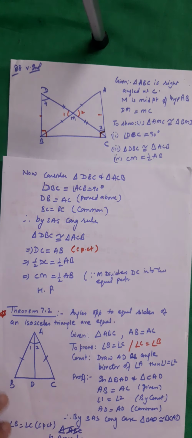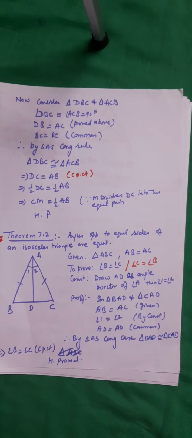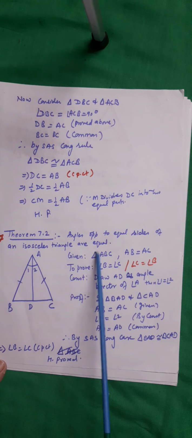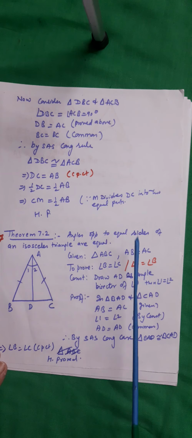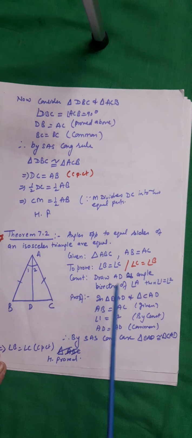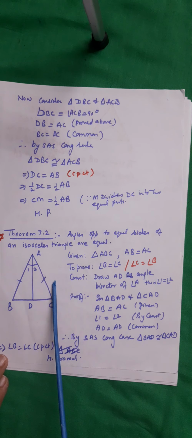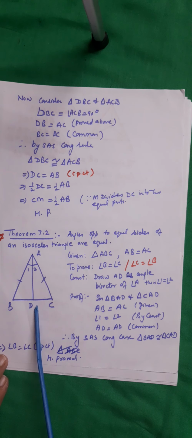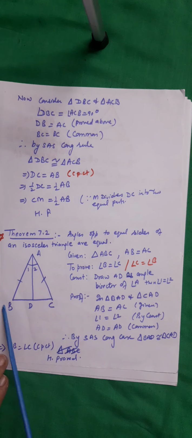equal parts. Next we come to theorem number 7.2. Angles opposite to equal sides of an isosceles triangle are equal. This is an important theorem. Angles opposite to equal sides of an isosceles triangle are equal. How to prove? Here also we will make use of congruency. So let us start. Given triangle ABC in which AB is equal to AC. To prove that angle B is equal to angle C or angle C is equal to angle B.